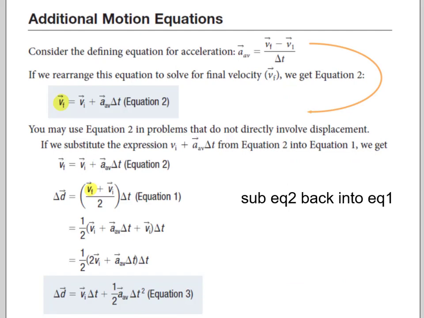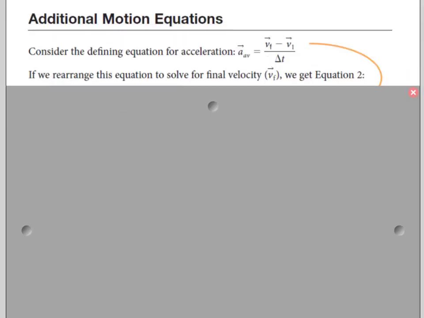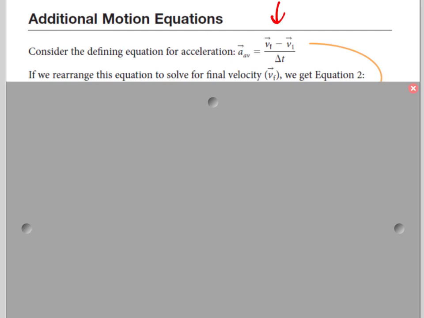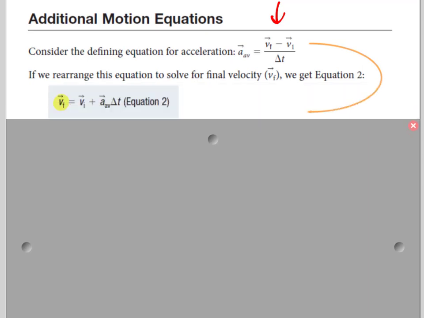Let's do it this way. We'll hide some of this so it's not overwhelming. So we also have this equation for acceleration. Our average acceleration right here, you'll recognize as a slope formula. So if we rearrange that to get VF by itself, this is just a rearranged slope formula, and you now have equation number 2. So we have 2 equations developed out of our 5.